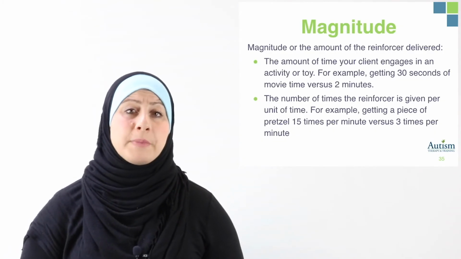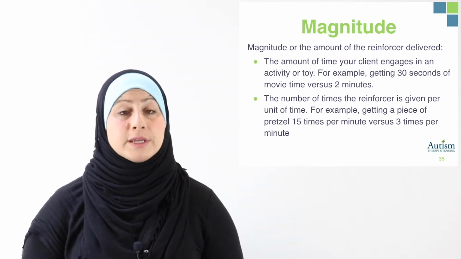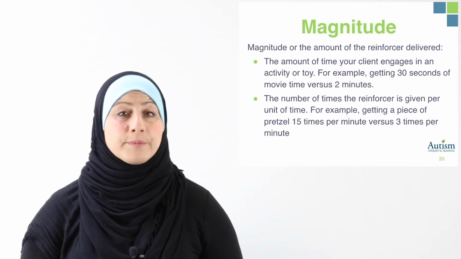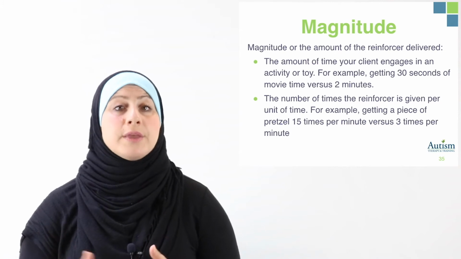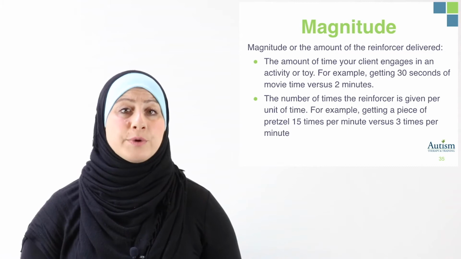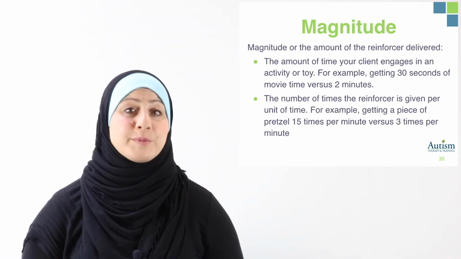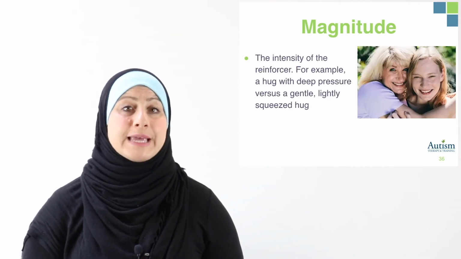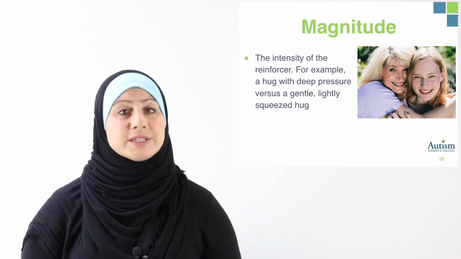Another factor that would make a reinforcer more effective is the magnitude or amount. The amount of time your client engages in an activity or toy. For example, getting 30 seconds of a movie versus 2 minutes. The number of times the reinforcer is given per unit of time. For example, getting a piece of pretzel 15 times per minute versus 3 times per minute. The intensity of the reinforcer. For example, a hug with deep pressure versus a gentle, lightly squeezed hug.